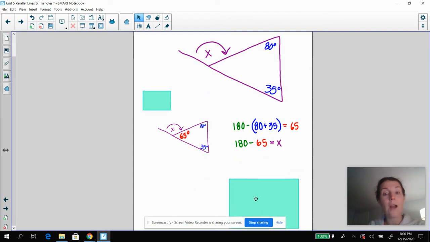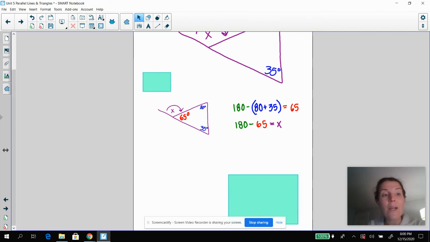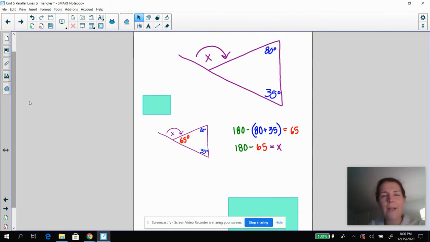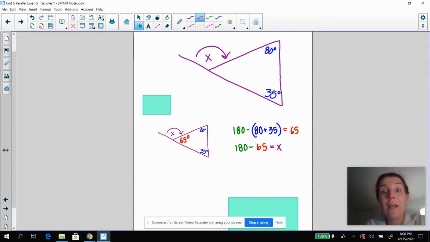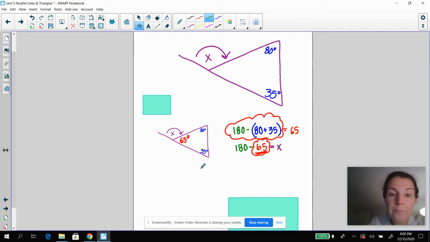So now I know that 180 minus 65 equals X. So pause the video right here and just make sure you understand that association. All right, we're back. So look, if I know that 180 minus 80 plus 35 equals 65, watch this. I know that 65 equals this. So I'm going to plug this in to this equation down here. So I'm going to keep this 180, and then I'm going to subtract from 180 all of this red stuff.